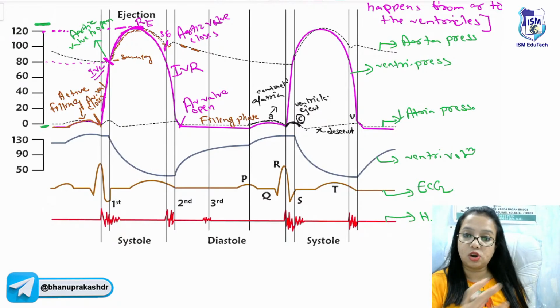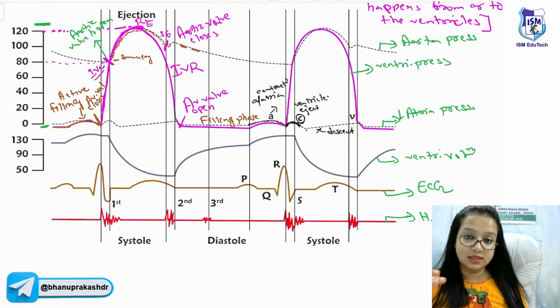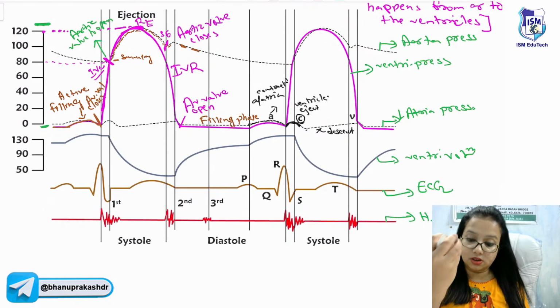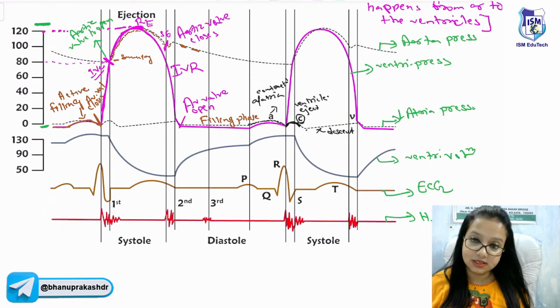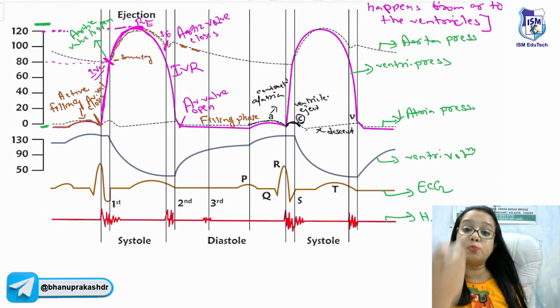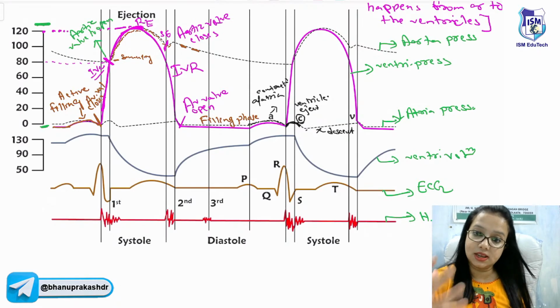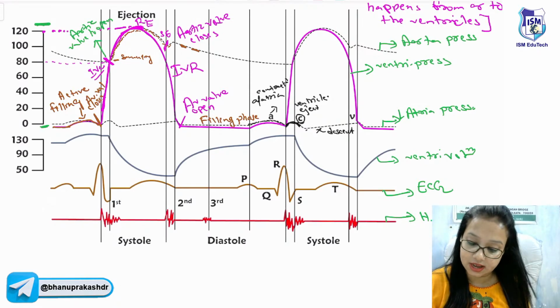X descent means all of a sudden the volume in the ventricle decreases and this causes a drop in the pressure of the atria, because the atria is physically attached to the ventricle. So when the ventricle suddenly relaxes, the pressure decreases, and the atria also feels the pull from the ventricle. So the pressure in the atria drops, which is the X descent.